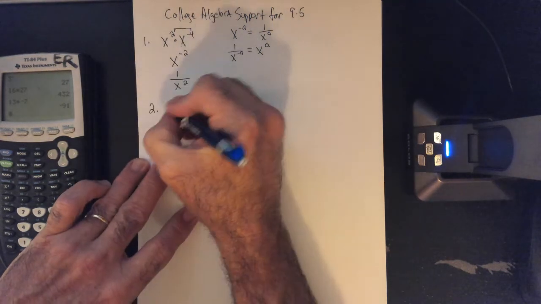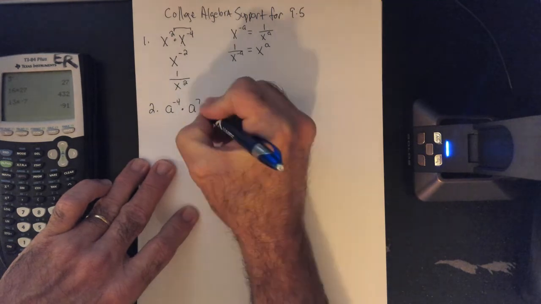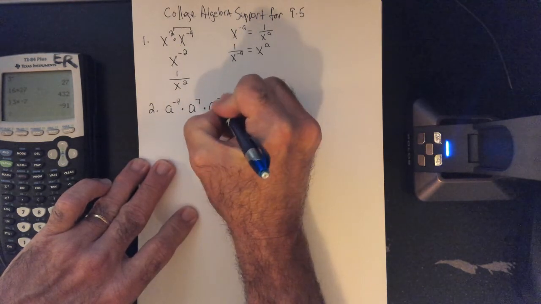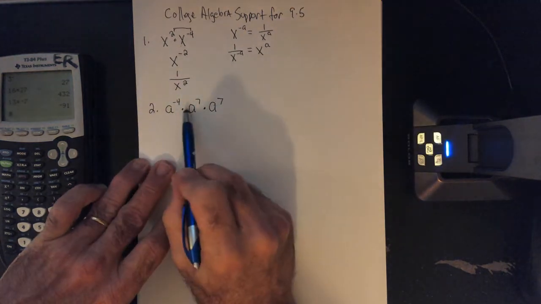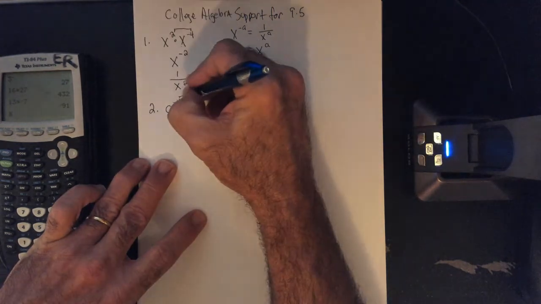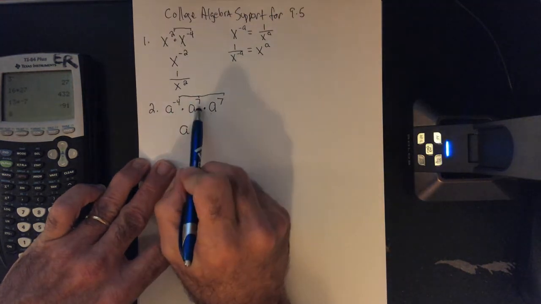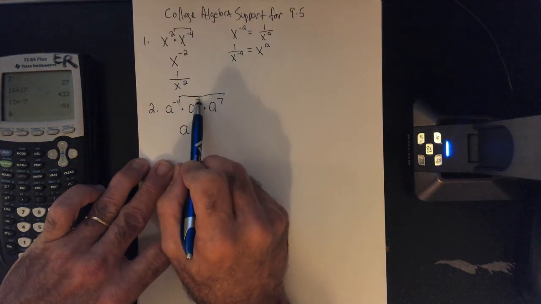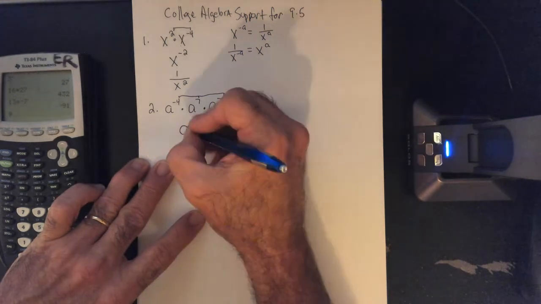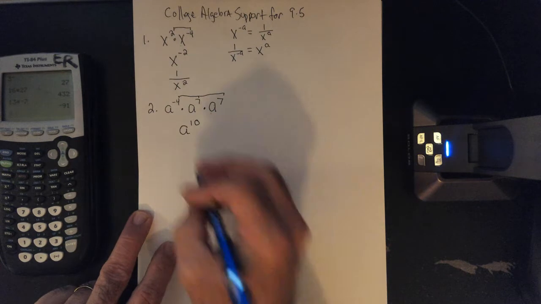Alright, number 2, we're going to multiply a to the negative 4 times a to the 7th times a to the 7th. Once again, I'm multiplying these a's, so I'm going to bring the a down and add all 3 of these exponents. Negative 4 plus 7 is 3. 3 plus 7 is 10. So I get a to the 10th. Final answer.